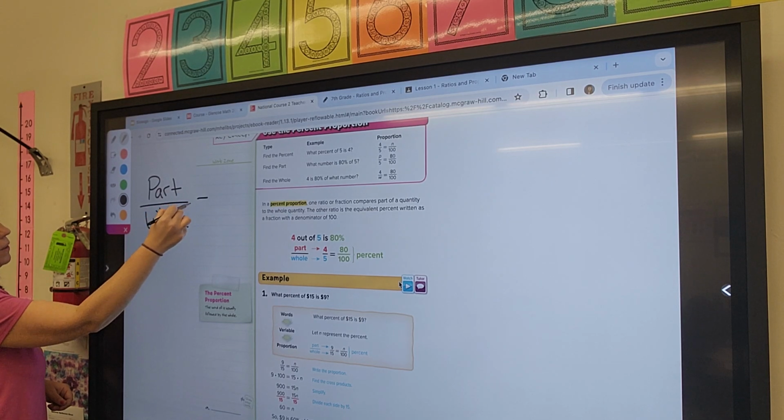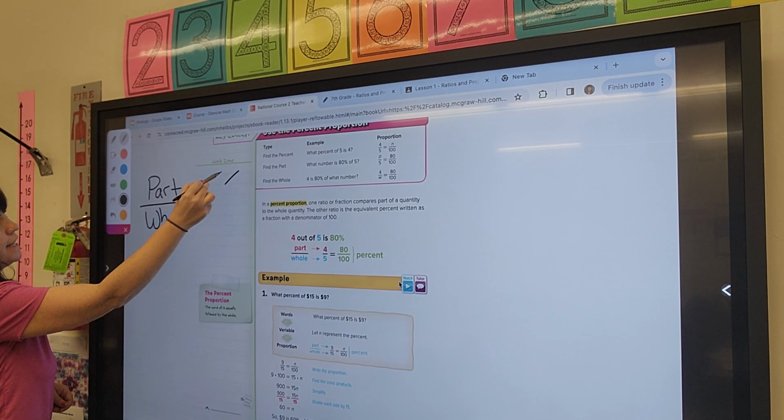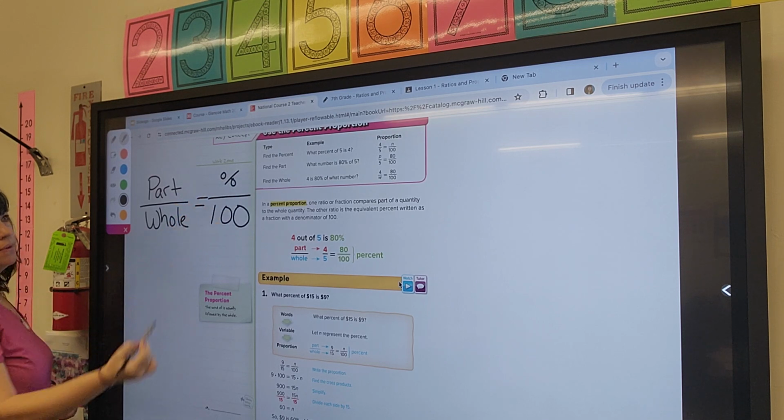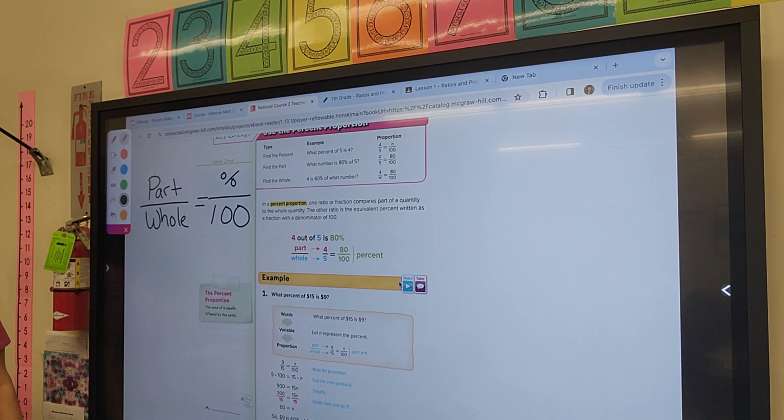Part over whole equals percent over 100. So this is a proportion, and this is the formula we're going to use all throughout this lesson, because sometimes we're going to need to find the percent, sometimes the part, sometimes the whole thing, and this formula will tell you what numbers to put in where in order to solve your proportion.